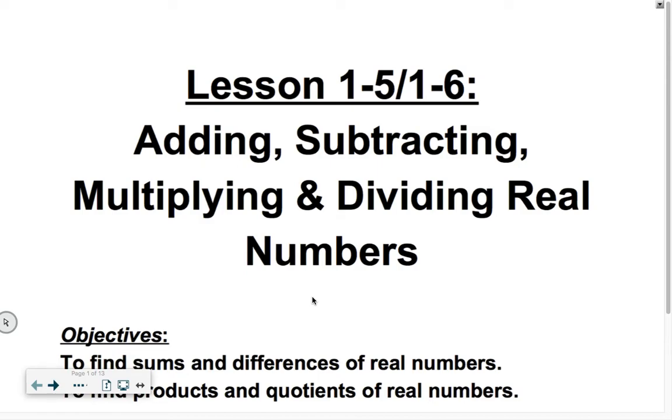This is 1.5 and 1.6, combining these here: adding, subtracting, multiplying, and dividing real numbers. So our objective here is to find the sums and differences of real numbers and to find the products and quotients of real numbers.